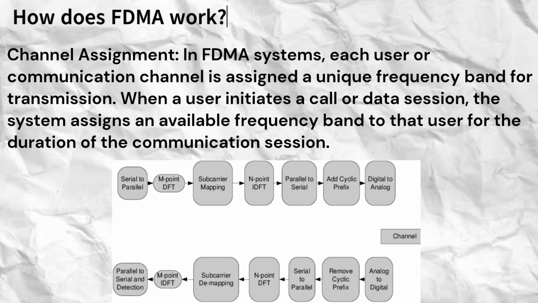Channel assignment. In FDMA systems, each user or communication channel is assigned a unique frequency band for transmission. When a user initiates a call or data session, the system assigns an available frequency band to that user for the duration of the communication session.